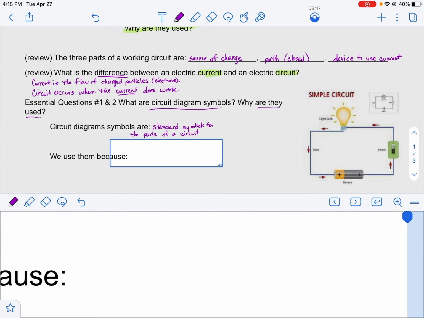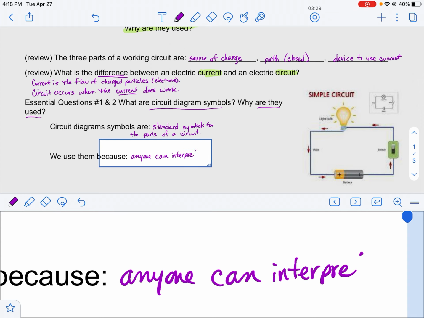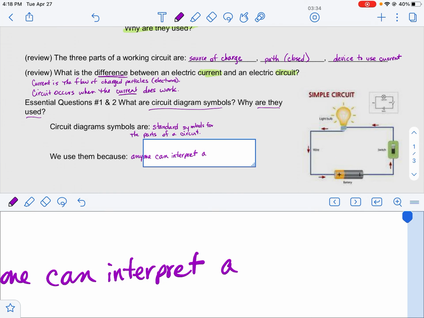And why do we use them? Well, you probably already figured this one out. We use them because then anyone can interpret a diagram, right? Whether or not you speak the same language, whether or not you are even in the same part of the country or the world, everybody uses the same symbols so that everybody can understand diagrams. All right, so let's take a look at what we're talking about.